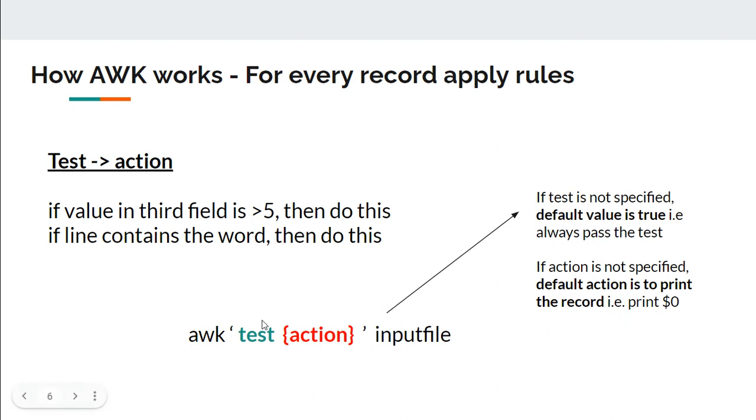Now, as I stated, if you don't specify the test condition, by default the answer is true, that means pass, since you are not applying any condition, all the records will pass the test. That's why the default test is pass. And if you have given a condition but have not specified any action, by default the action is print, so it will print the record itself. That is the default action, and the default test is always pass.